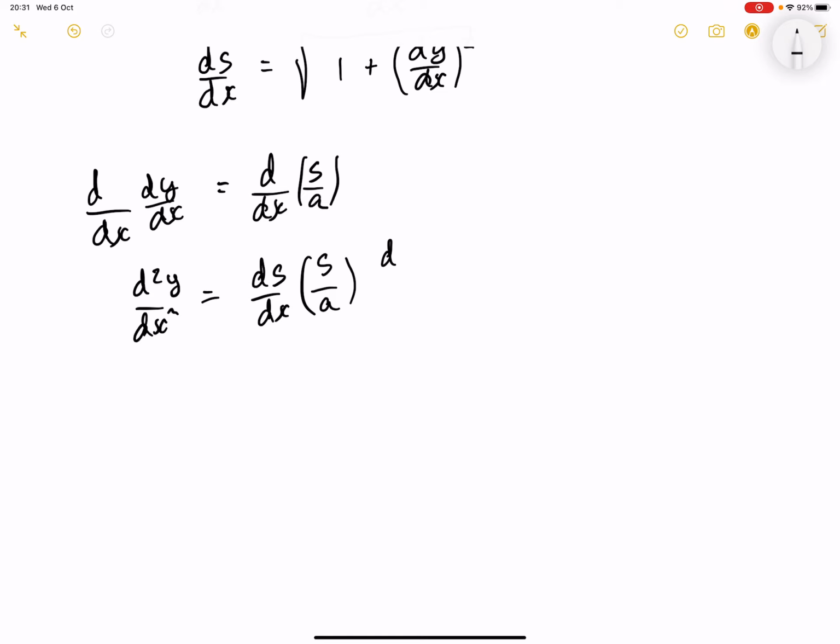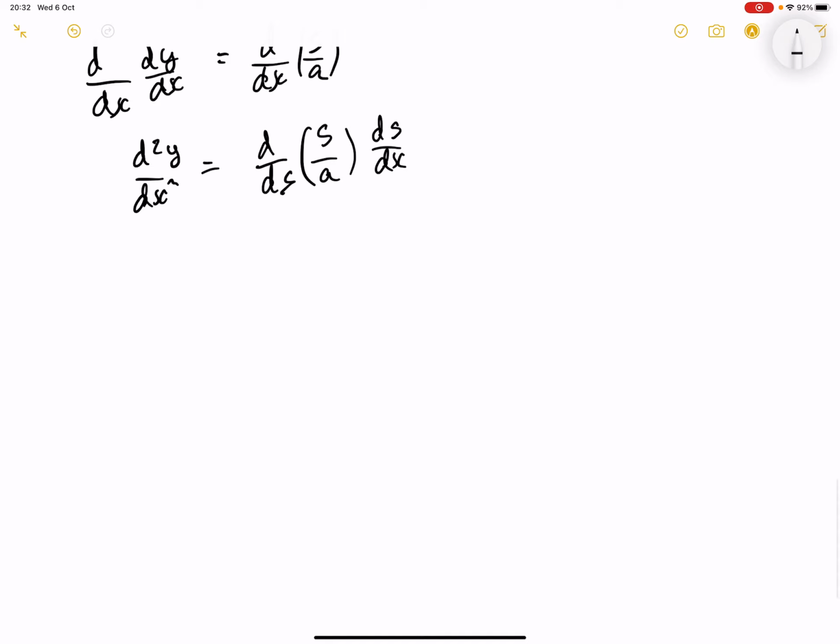d by ds of s over a. So differentiate this with respect to s, which is just going to get this s to go to 1, and then multiply that by ds by dx. Then you could say that these ds's will cancel, but that's not really how it works. Nevertheless, if it helps you understand, that's great. So now we can do this.